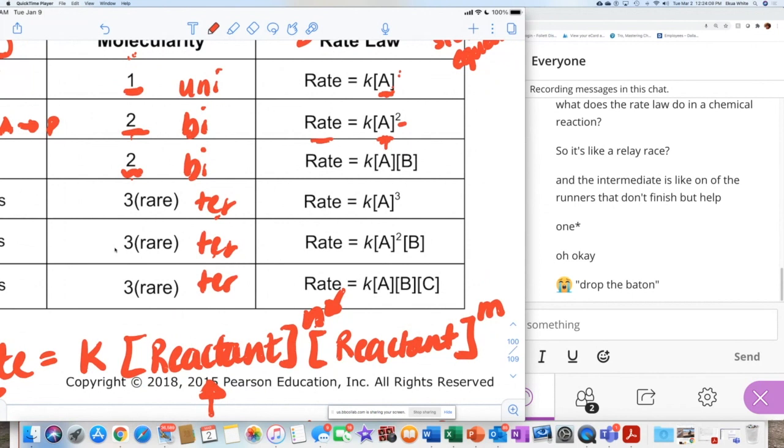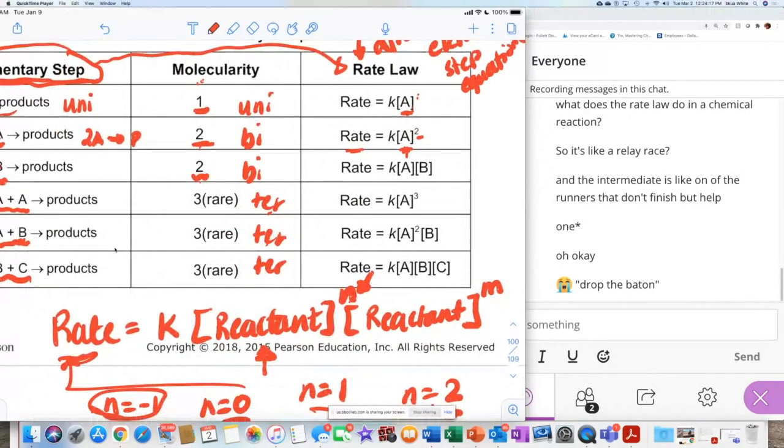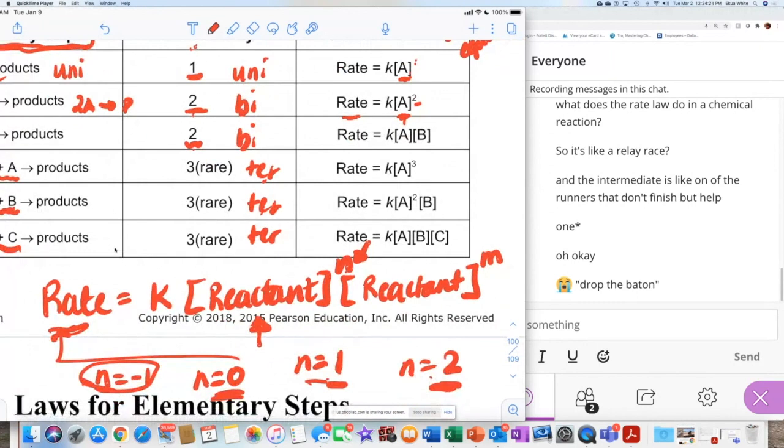Right. If they drop the baton, that slows everybody down. It doesn't matter how fast the next person was running, it slows everybody down. And when that happens, essentially that individual runner, regardless of what everybody else did, slowed the reaction down. So that's what these orders tell you. They tell you how these reactants influence the overall rate.